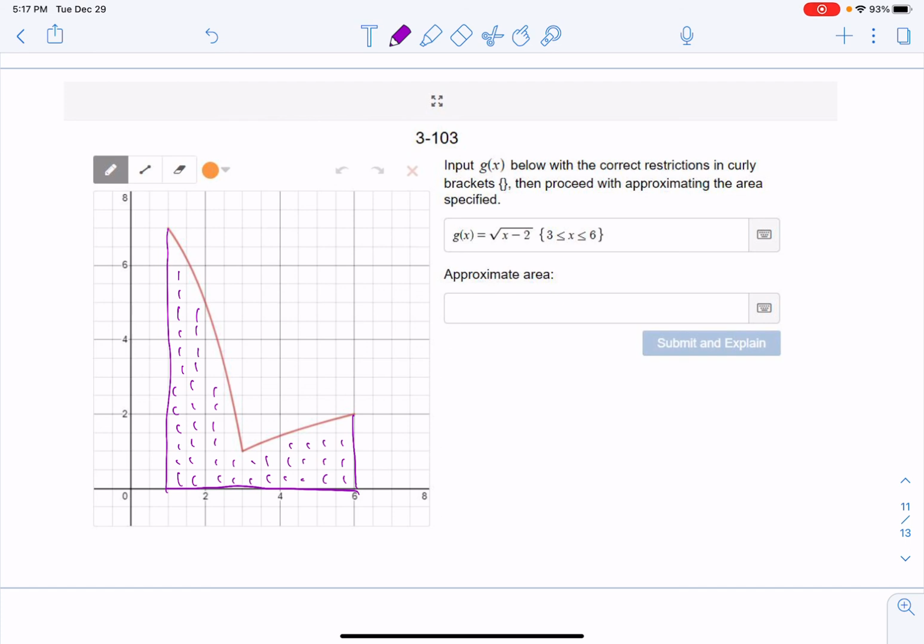So I want you to approximate the area. So look at how many rectangles you could make in this shape. Find the area of each rectangle, add them up, and put your answer into Desmos. I'm thinking you should probably have something in between 4 and 5 square units.